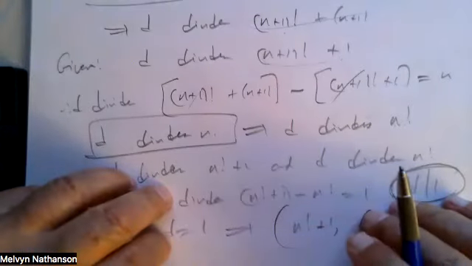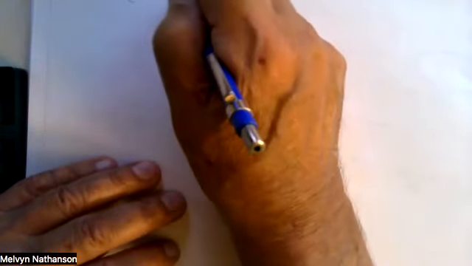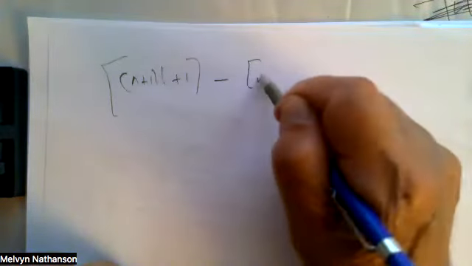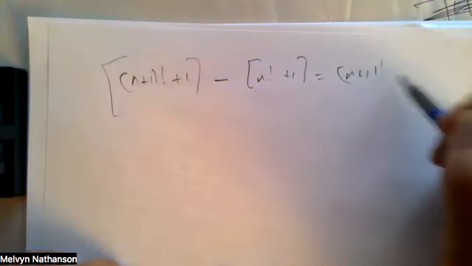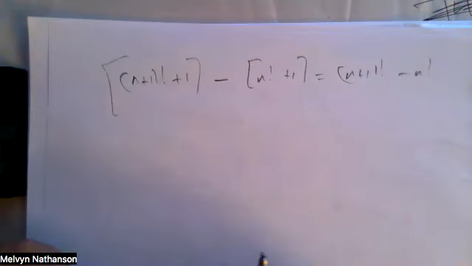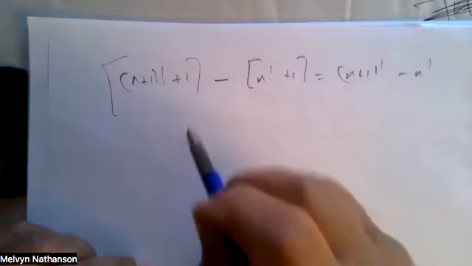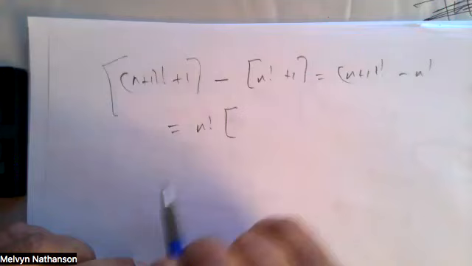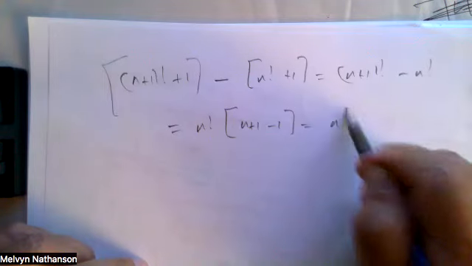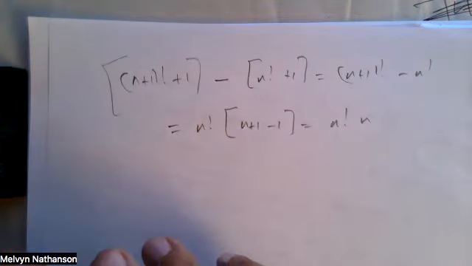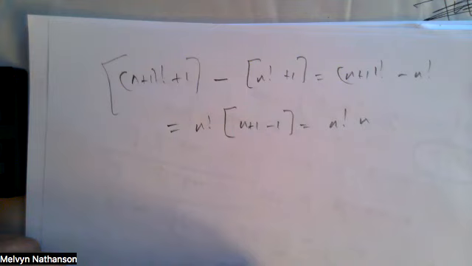So you took (n+1)! + 1, and from that you subtracted n! + 1. Then you get (n+1)! minus n!. Then you factor out the n!. So this is n! times (n + 1 minus 1). So you get n! times n. That's another way of doing it, right?